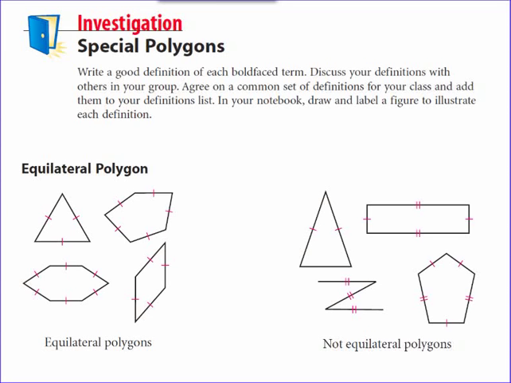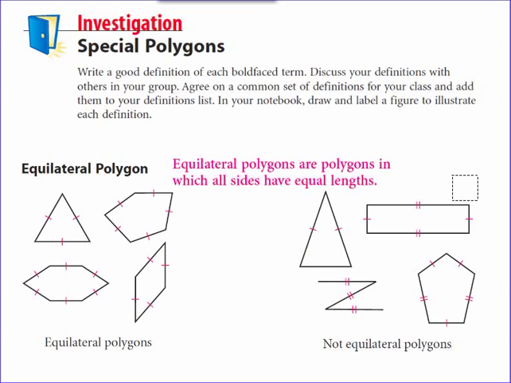What do you notice about equilateral? Yep. All sides are the same. So equilateral polygons, polygons in which all sides have equal lengths. So you can either put this in your definition sheet, or you can write this on your sheet that you were given there. You can throw this in with your definitions. Equilateral polygons are polygons in which all sides are equal. All sides have equal length.